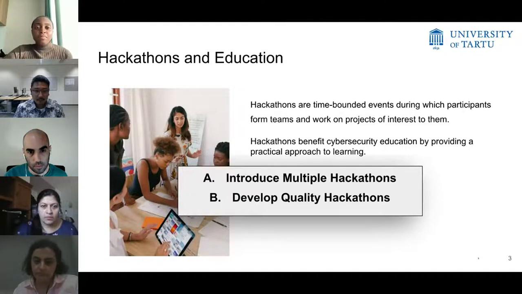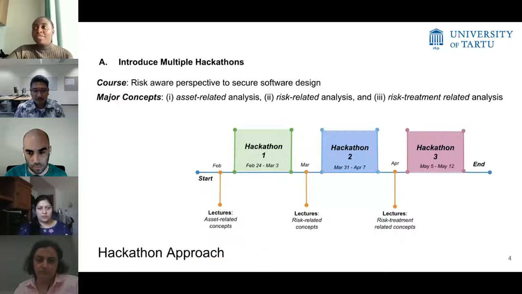When we sought to introduce multiple hackathons into a course, we selected a cybersecurity course. This course aimed to teach students a risk-aware perspective when they seek to secure the design of software. And as you can see in the figure, we proposed three hackathons following three major concepts in the course. So the course had three major concepts, and after each concept was taught to the students, we introduced a week-long hackathon event.